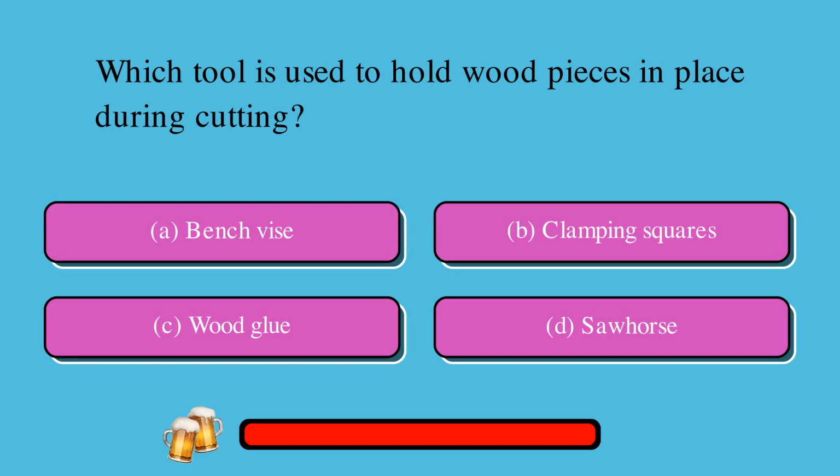Which tool is used to hold wood pieces in place during cutting? A. Bench vise, or B. Clamping squares, or C. Wood glue, or D. Sawhorse? The correct answer is A. Bench vise.